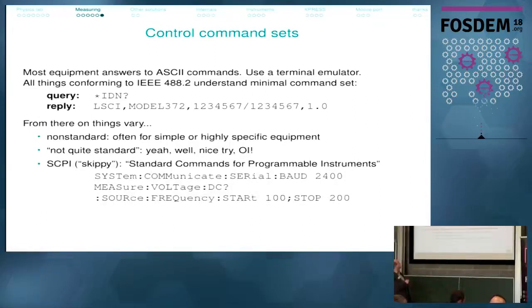And you have a language that's called SCPI or Skippy, standard commands for programmable instruments, which defines a rather complex syntax that is fairly readable. So you have something like system communicate serial baud 2400. You can guess what it does. It sets serial communication to 2400 bauds. Or measure voltage DC. Or source frequency start 100, stop 200, means sweep a frequency from 100 Hertz to 200 Hertz. That's actually doable.